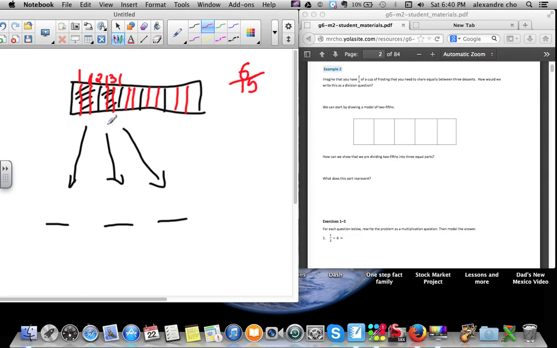So if you have 6 over 15, like I said, these 2 go here, these 2 go here, and the last 2 go there. So each cup of frosting gets 2/15, 2/15, and also 2/15. Okay?